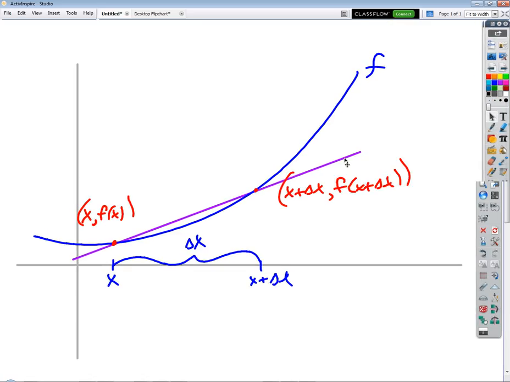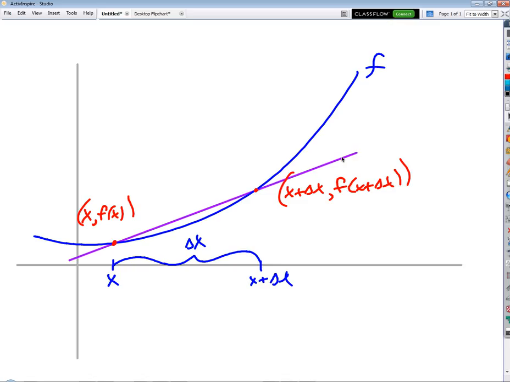How come the y on the second point can't just be f of delta x? Because if we ever want to calculate the value of the function at an x value, all we're doing is inputting the x value into the function, right? And so if this is the x value, that's what we have to input into the function. Okay? Make sense?